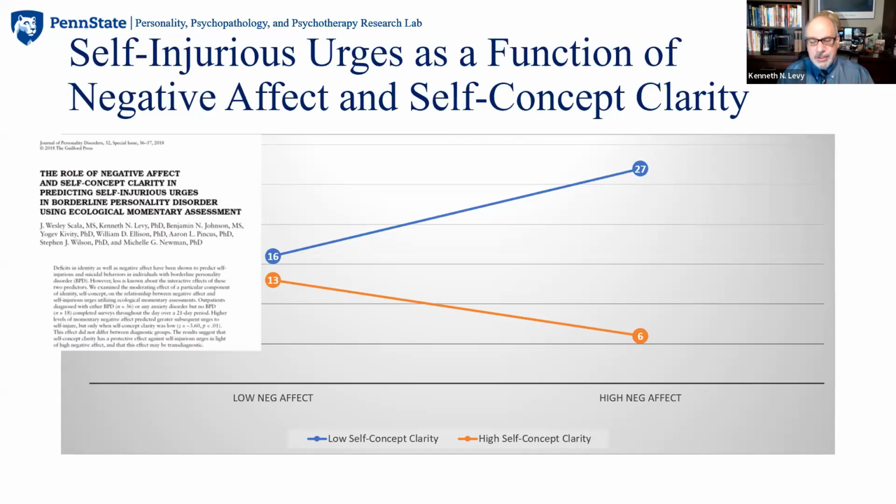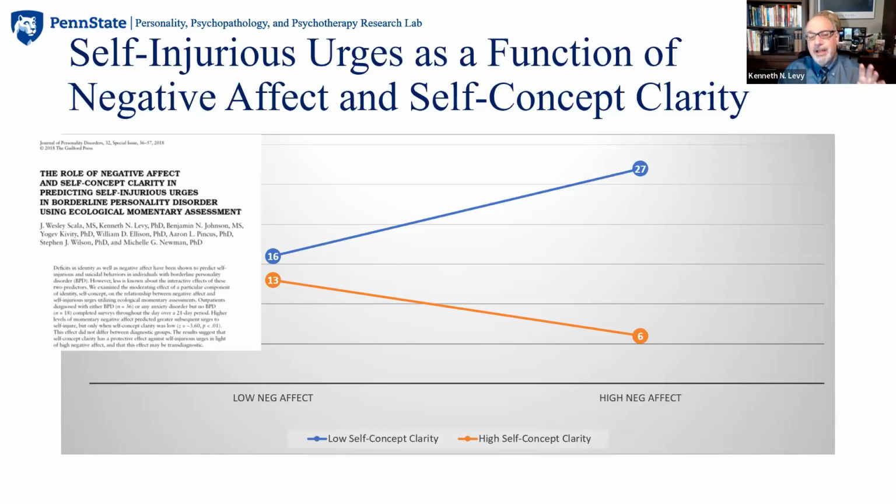So one hypothesis with regard to borderline personality disorder is that you see all this suicidality, suicidal urges, and suicidal behavior because the person's mood is dysregulated, and the dysregulated mood leads to these kinds of behaviors. We examined that idea in the context of self-concept, or as a proxy for identity. So we looked to see whether negative affect or mood dysregulation predicted self-injurious urges or suicidal urges, for which we could find a main effect.